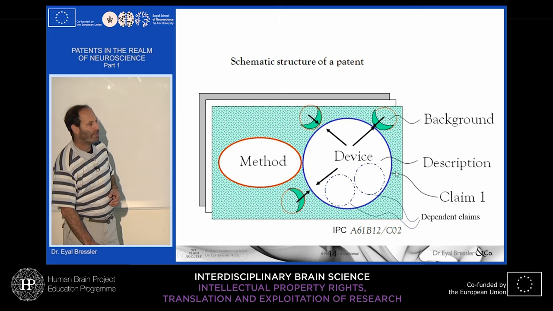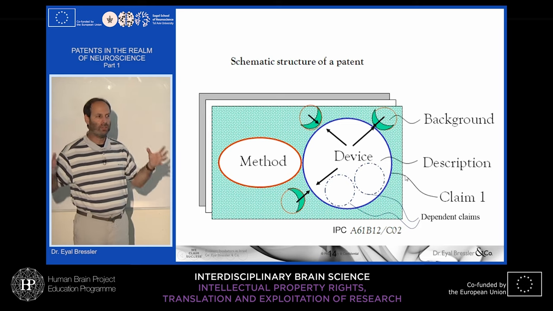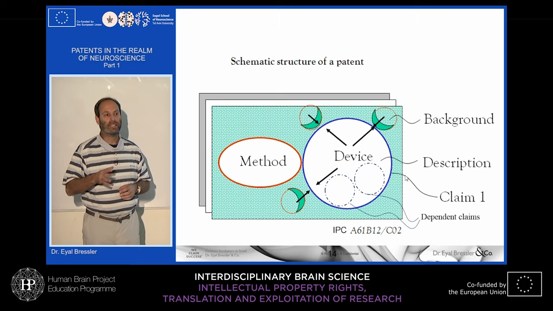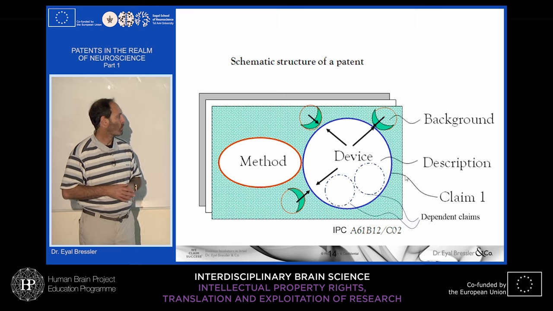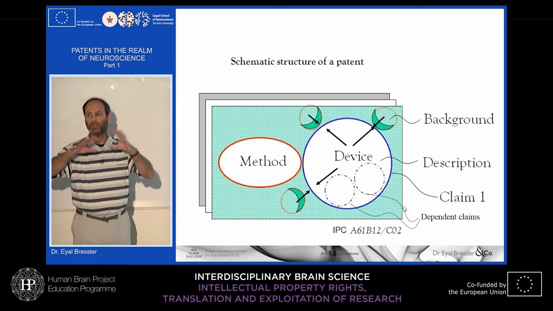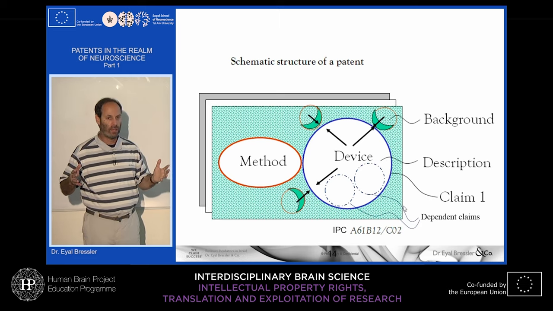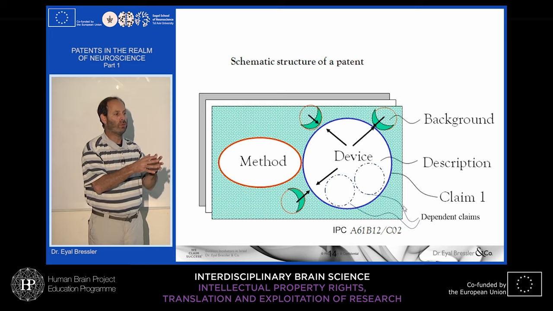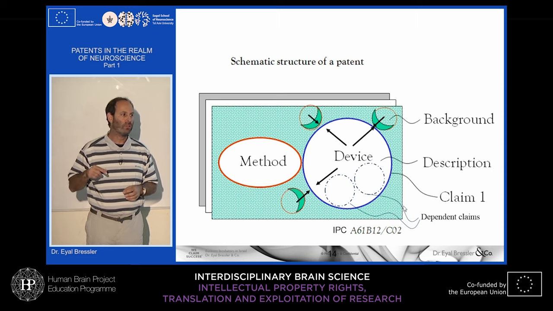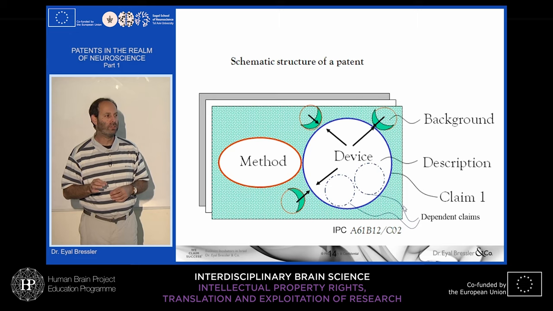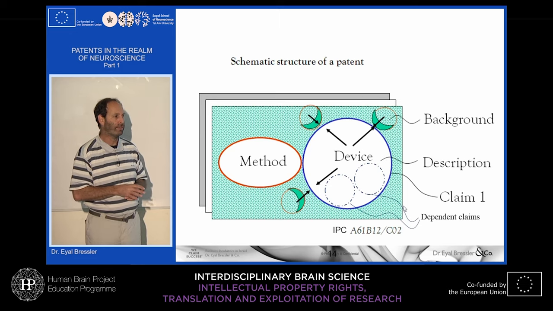The purple line is the claim, the broad definition of the technology. In the middle, this is the description, okay? Now, you see the purple line? The purple line is the first claim. This is the independent claim. This is the broader definition. You can have in your patent many, many less broad definitions. The broader definition is called an independent claim. The narrower definitions, narrower claims, are dependent claims, okay?